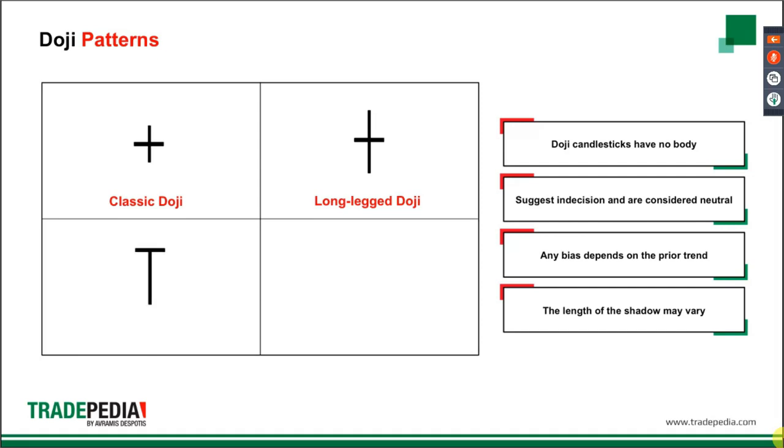And then we have this, which is what we call a dragonfly doji. Basically, you have no upper shadow, but a very strong, long lower shadow here.